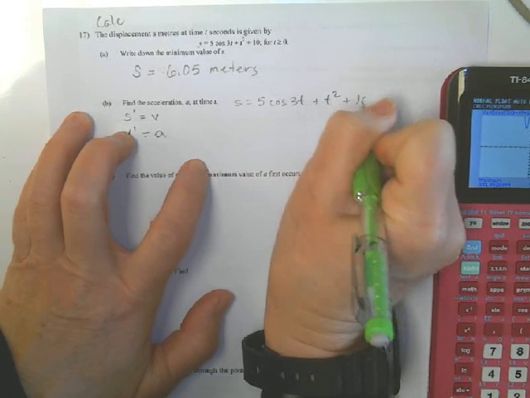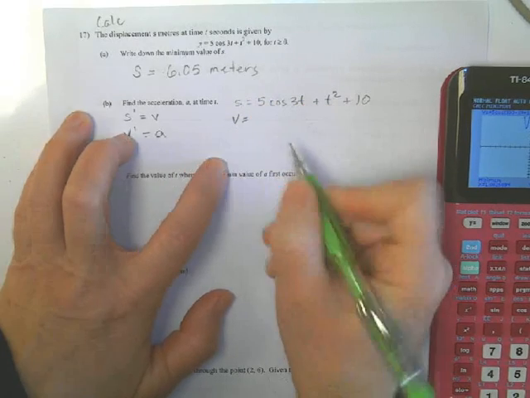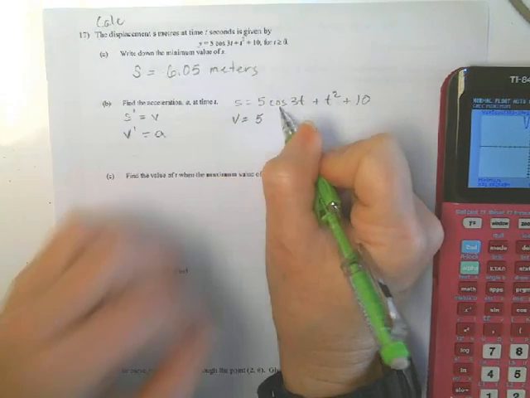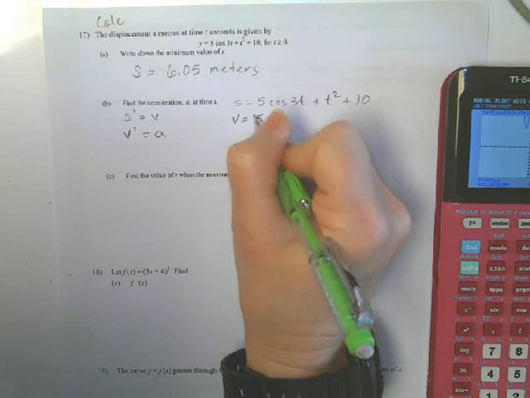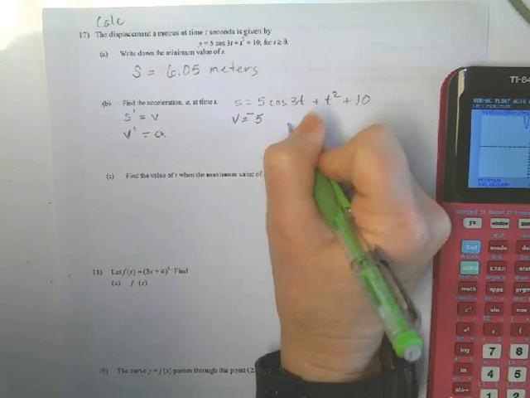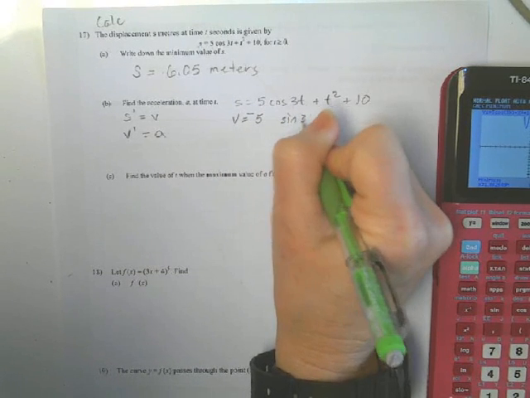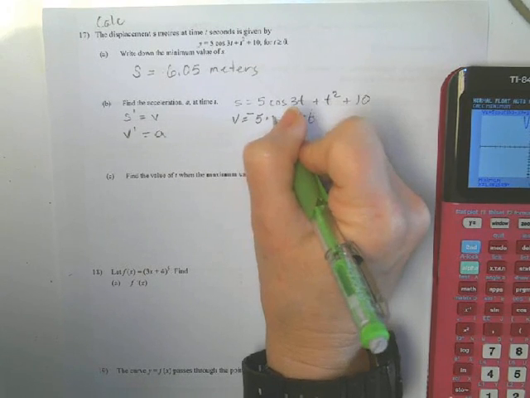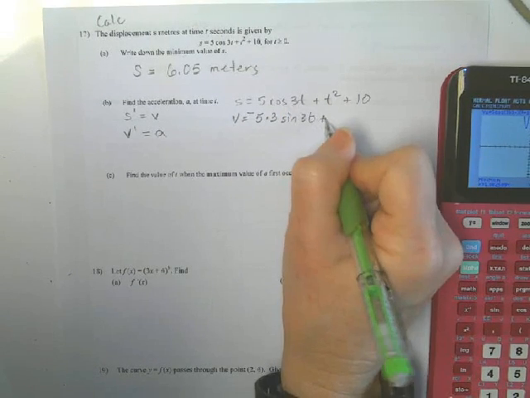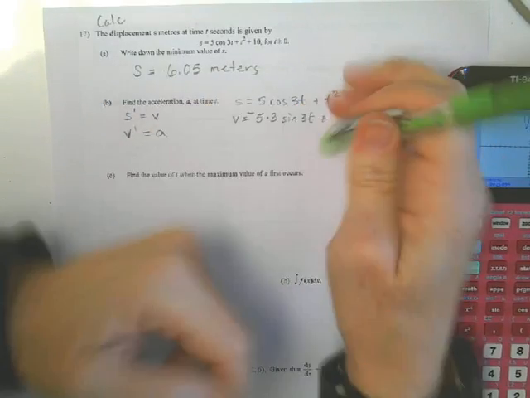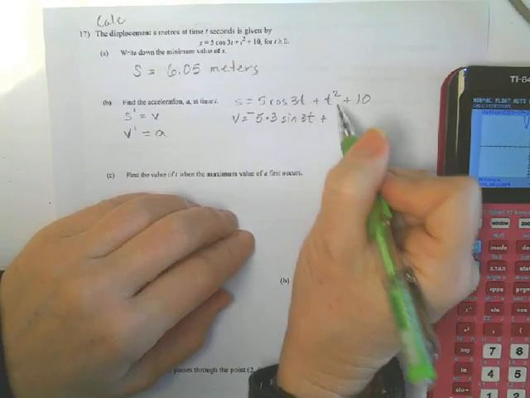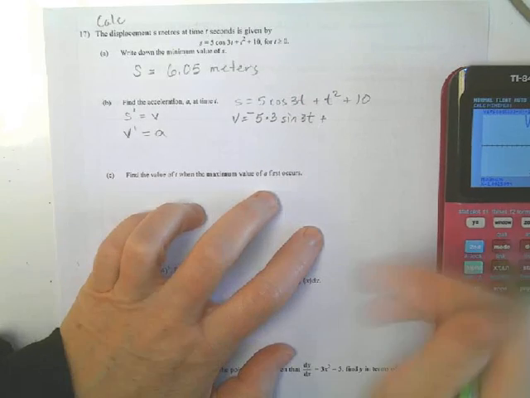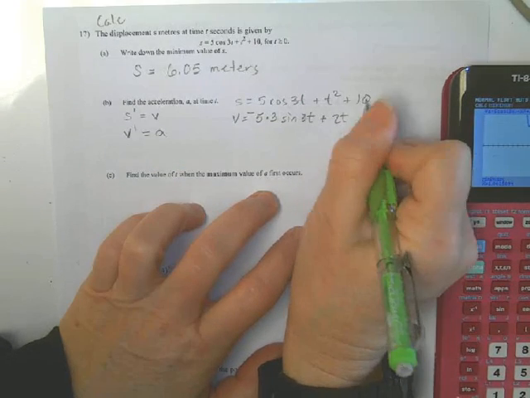So my velocity is going to be, keep my constant. The derivative of cosine is negative sine. I'm going to put my negative out here, so it will be sine 3t times the derivative of 3t would be 3 plus t, not a, and the derivative of t squared is 2t. Derivative of 10 just goes away.